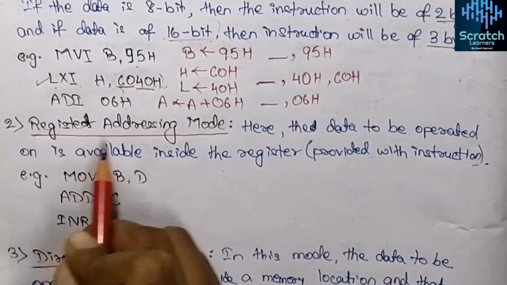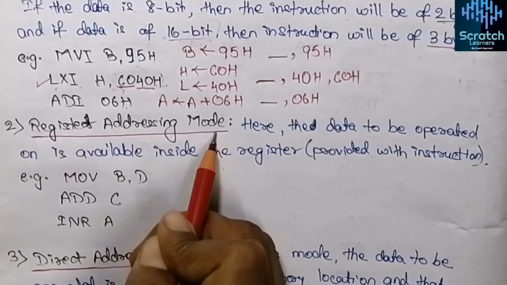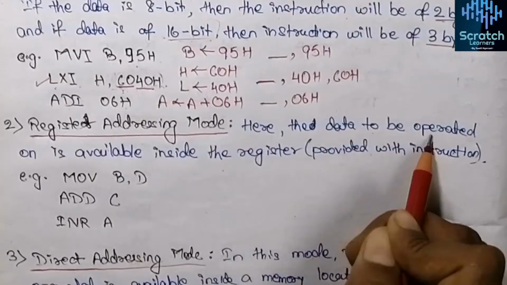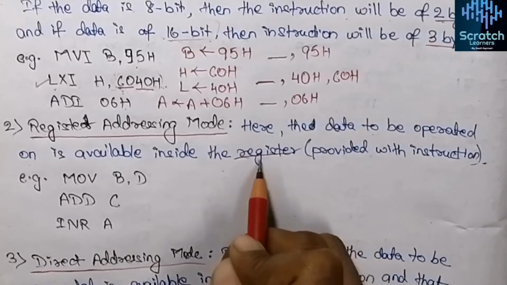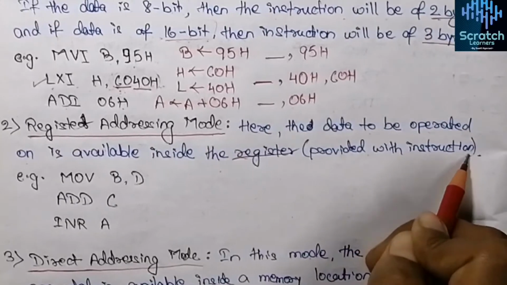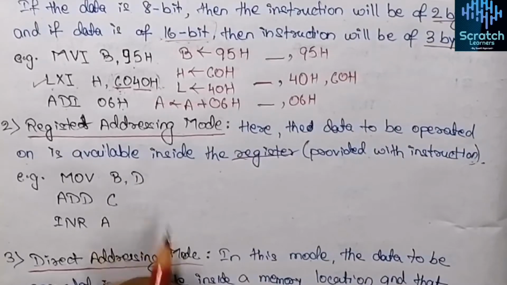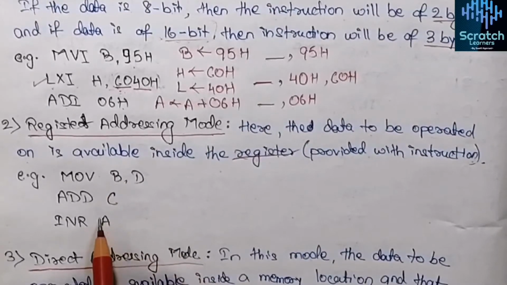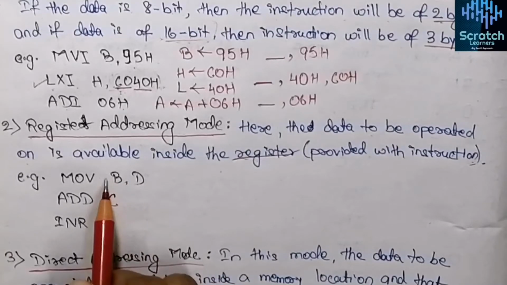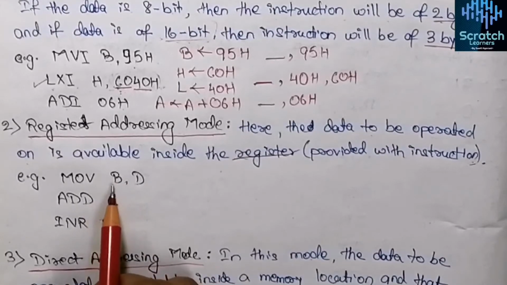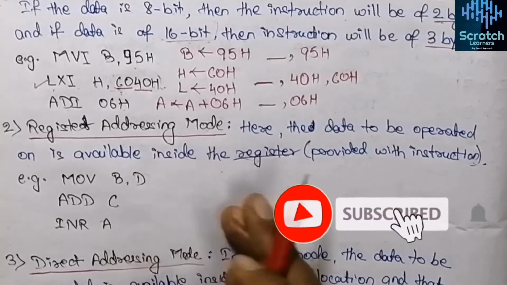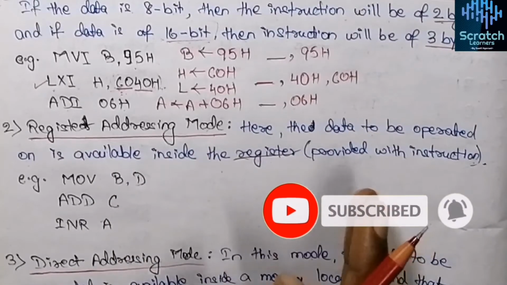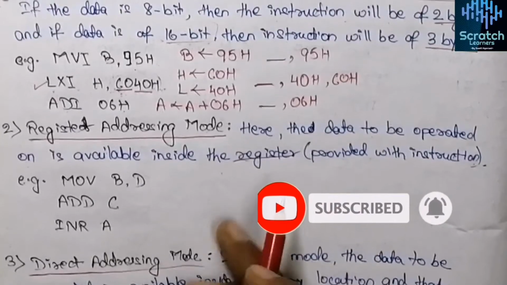The next one is the register addressing mode. In this addressing mode, the data to be operated on is available inside a register, and that register is provided with the instruction. Here we can see the registers, and these registers contain the data on which some operation is going to be performed. This register addressing mode is basically used to copy data from one register to another register.